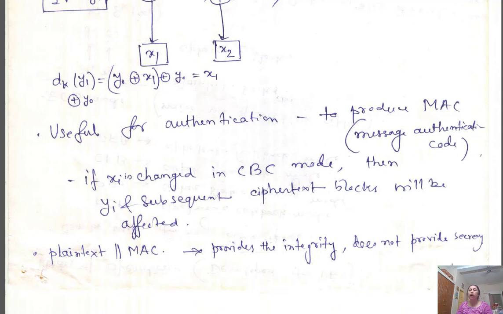So it is essentially used for authentication purpose. It is not used for secrecy, to provide privacy. We are sending plain text. So this way, if you use this, it does not provide privacy. It is used for authentication and data integrity purposes.